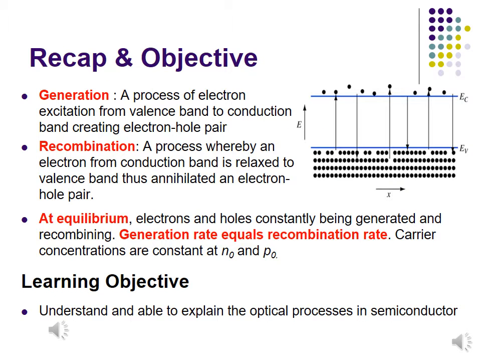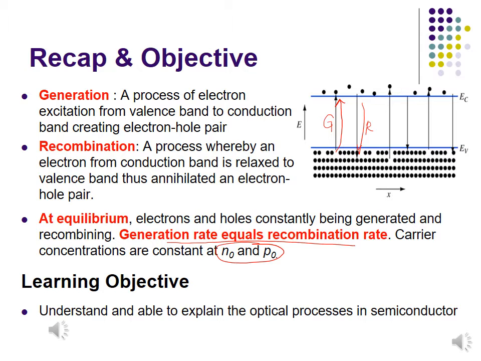Semiconductor, focusing on optical processes in semiconductor. For revision, we have discussed generation and recombination processes in semiconductor previously, in which generation is a process of electrons going to the conduction band from the valence band, producing an electron and hole pair. And recombination is a process of electrons in the conduction band relaxing to the valence band, annihilating an electron and hole pair. At equilibrium, the generation and recombination rates are equal, thus the carrier concentrations are constant, n0 and p0.